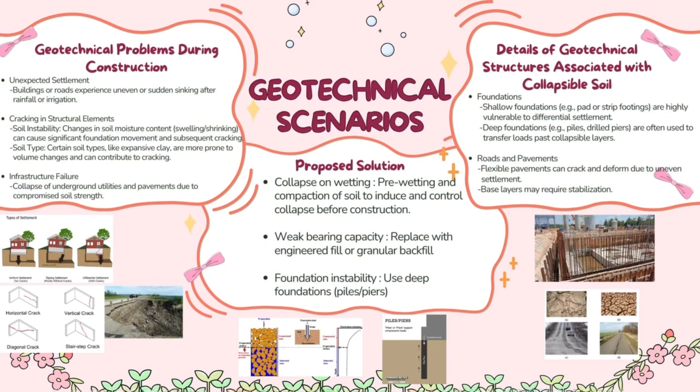So for proper solutions, the first one we have is collapse and wetting. We can use pre-wetting and compaction of soil to induce and control collapse before construction. And the second one we have is weak bearing capacity. We can replace it with engineered fill or granular backfill. And the last one we have is foundation instability. We can use deep foundations such as piles or piers.